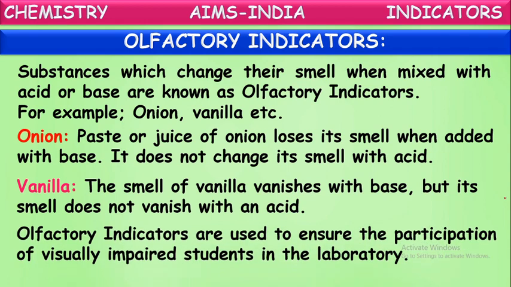Olfactory indicators are used to ensure the participation of visually impaired students in the laboratory. Yes, some students are not able to see. They can identify or detect acids and bases by using these olfactory indicators. If they are not able to see the color changes in the indicators, they can use olfactory indicators, that is, the smell change. They can recognize acids and bases in the laboratory. Okay, these are called olfactory indicators, the indicators which show smell change.